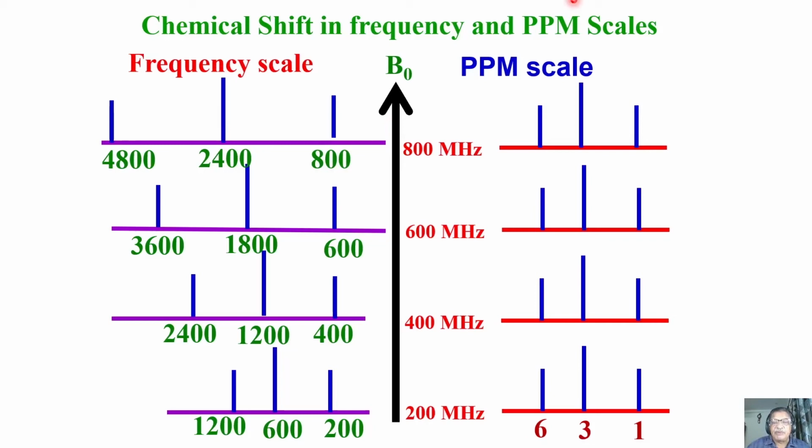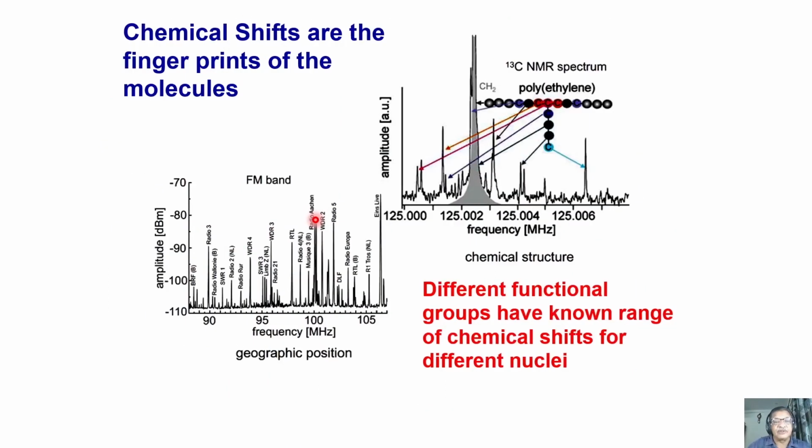When expressed in the ppm scale, the spectrum remains the same. Whatever value you express in ppm in any spectrometer, that remains the same. Whereas in the frequency scale, it increases. That shows there is a dispersion in the spectrum, giving better resolution. All these chemical shifts are the fingerprints of the molecule. Now I get a spectrum, let us say. I have a peak. Several peaks I am going to get.